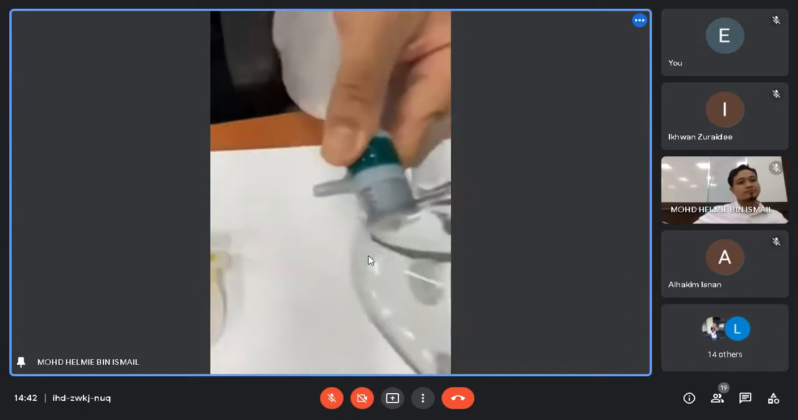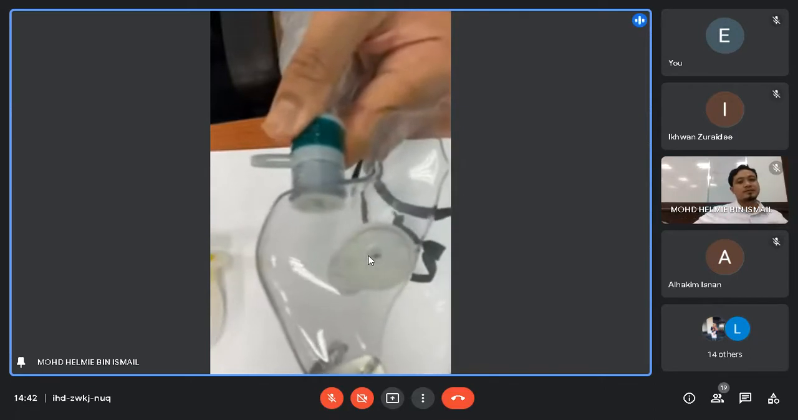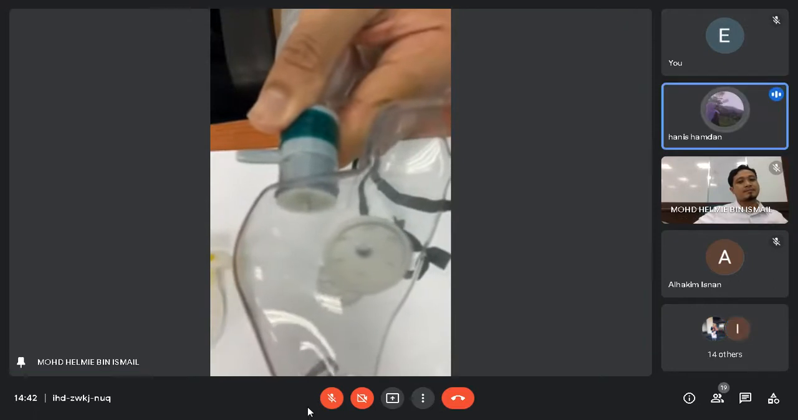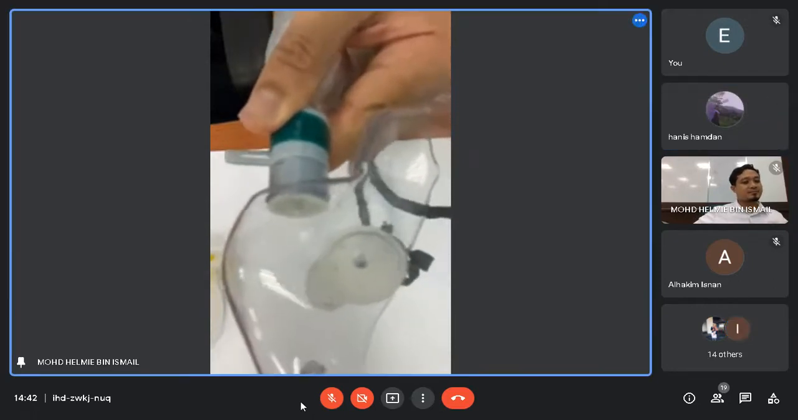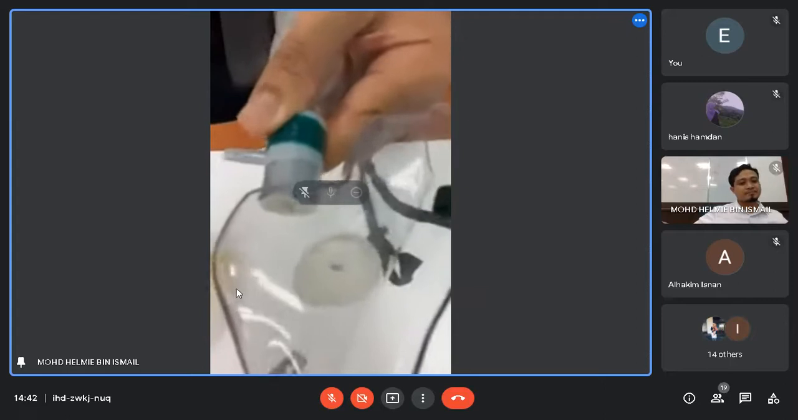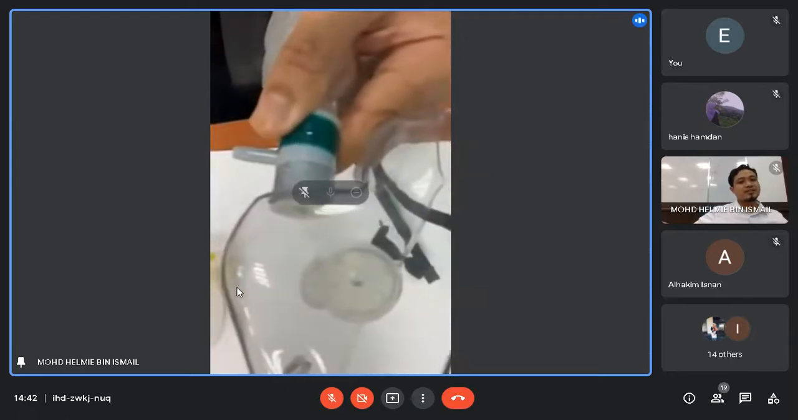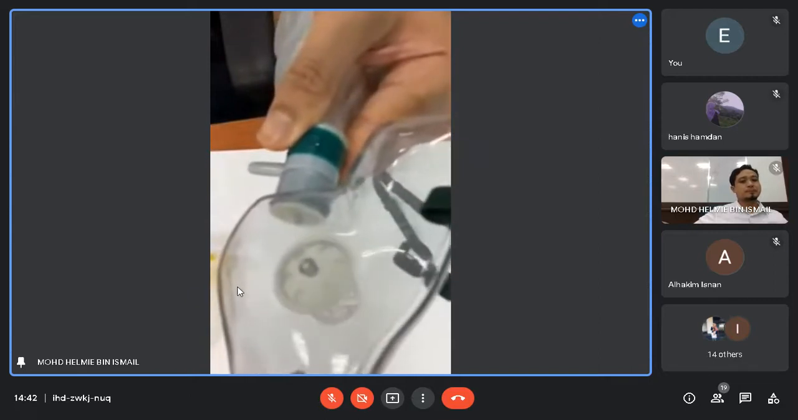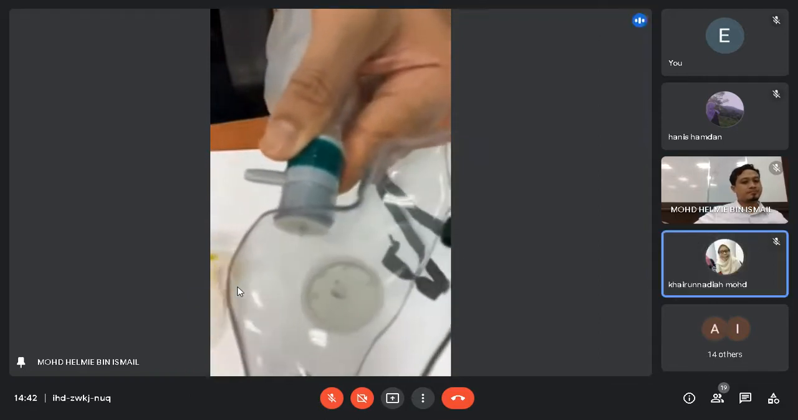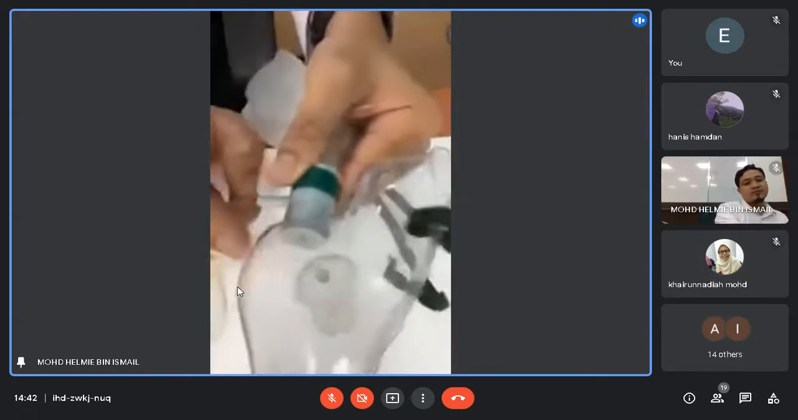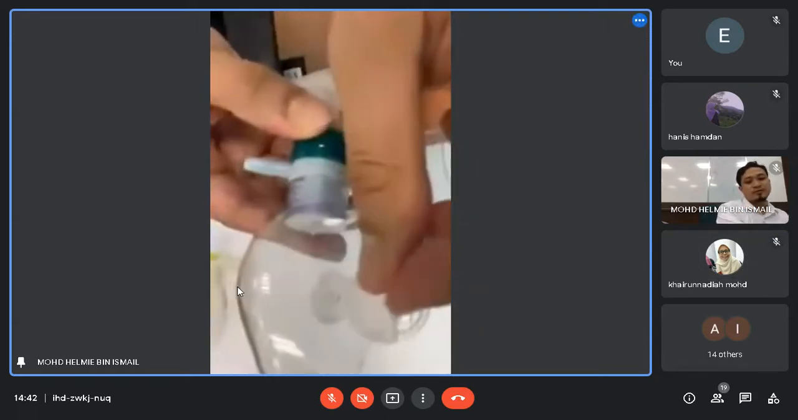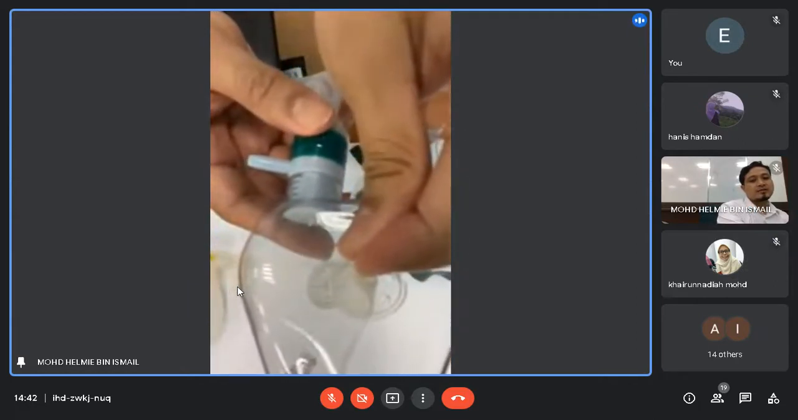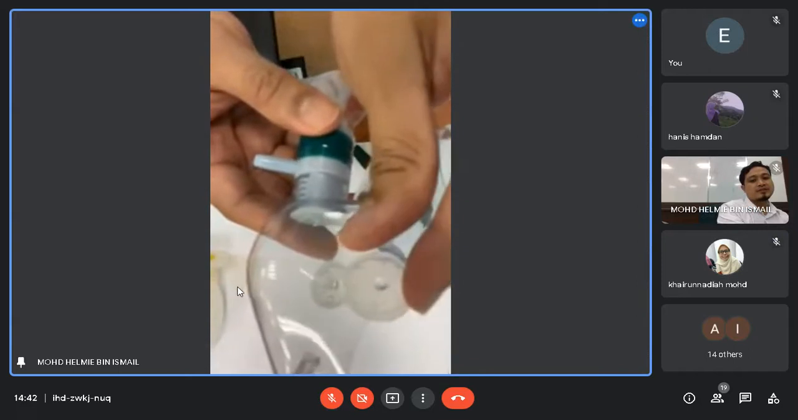I already showed that. Can you see this? What is it? Non-rebreathing system. Why do you say it's a non-rebreathing system? Close hole. Alright. There's a one-way valve. Basically, it can open. Alright. You can see the hole, right? And then this is the valve.